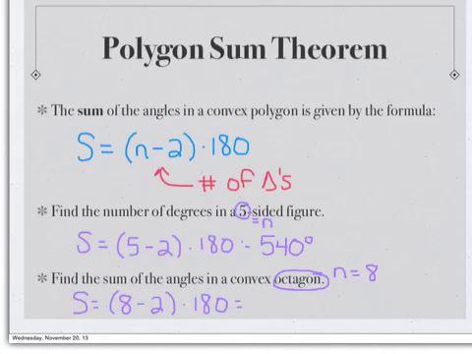Well, 8 minus 2 is 6. 6 times 180 is 1080. Sorry, I didn't think to have a calculator at my side, so this is all mental math. Hopefully I'm getting them right.